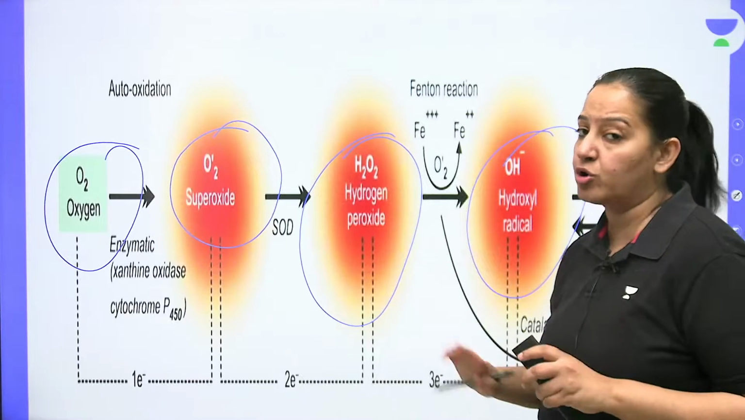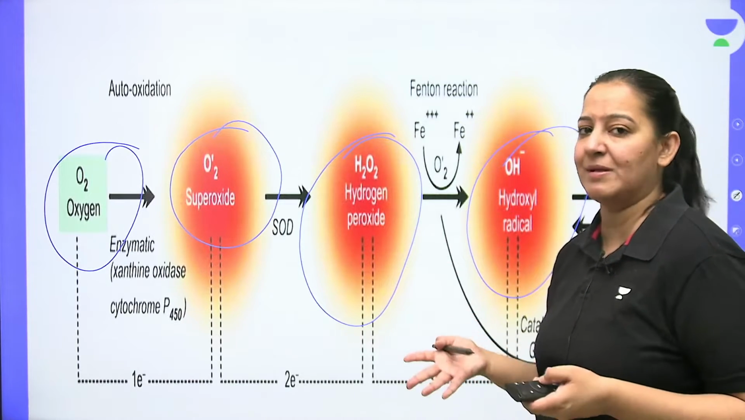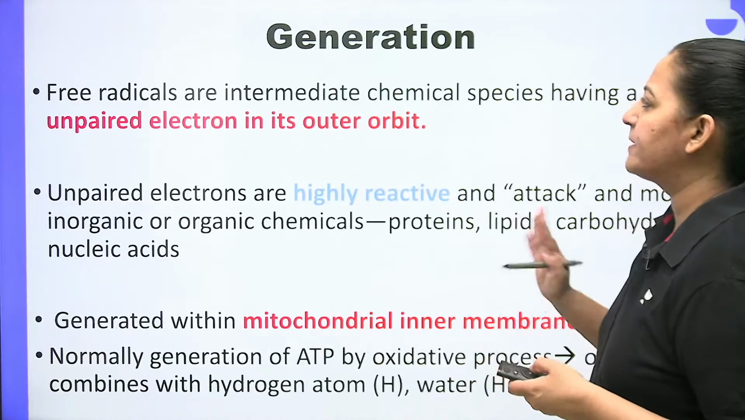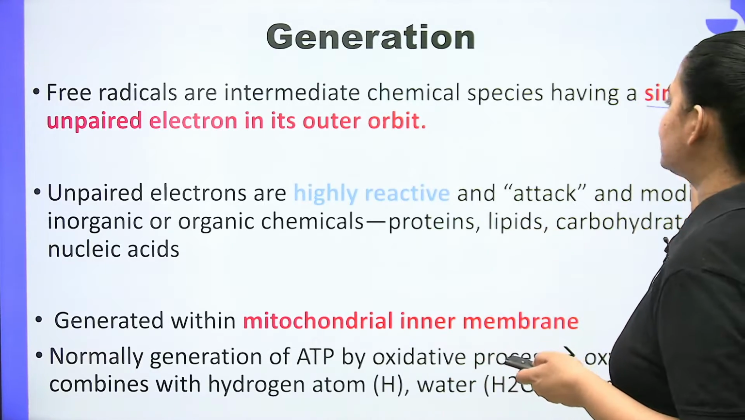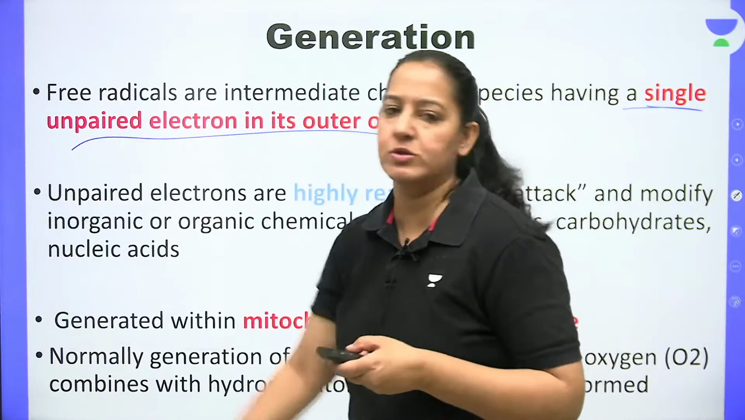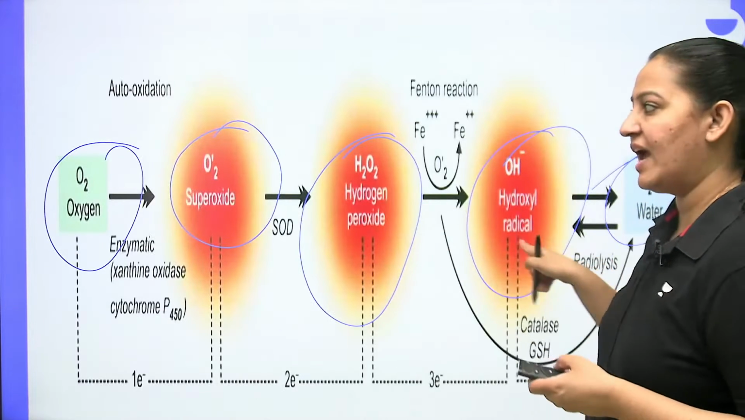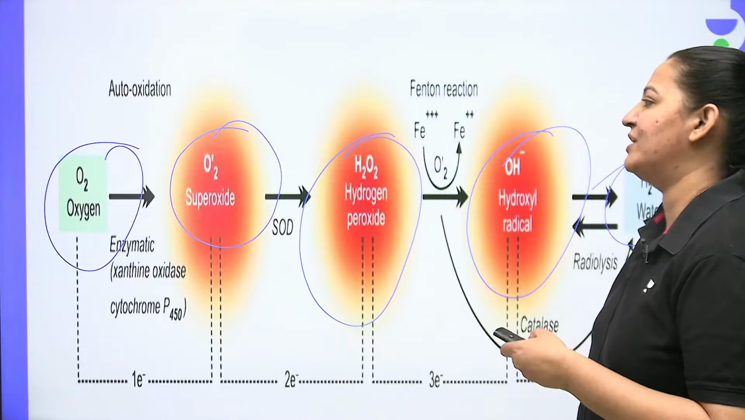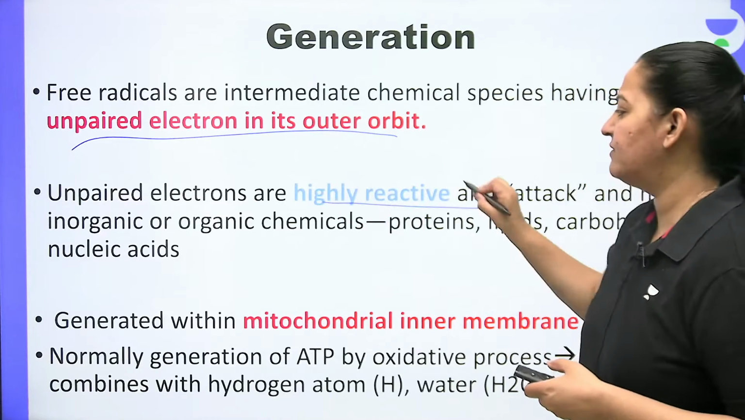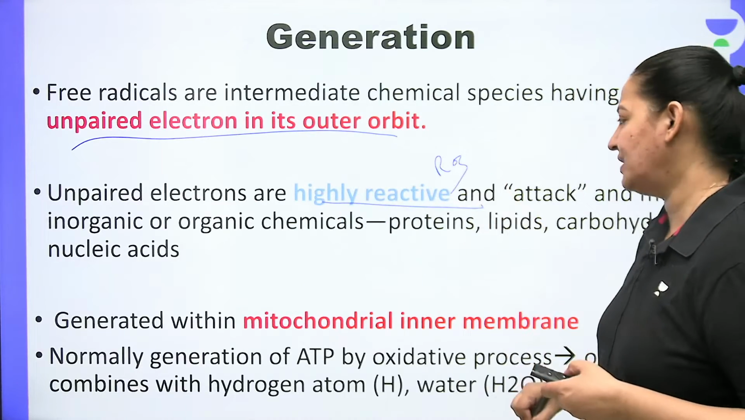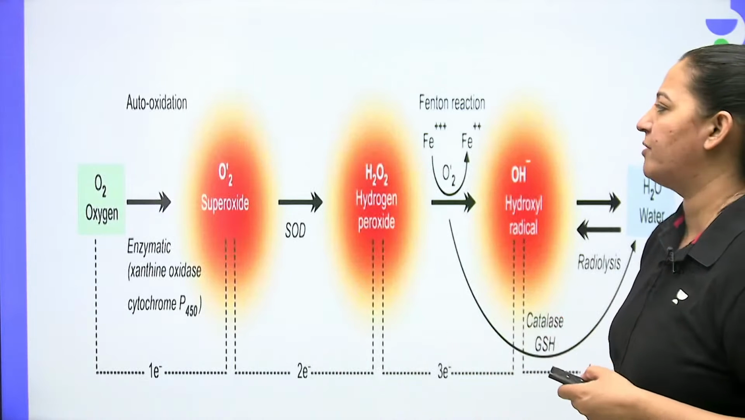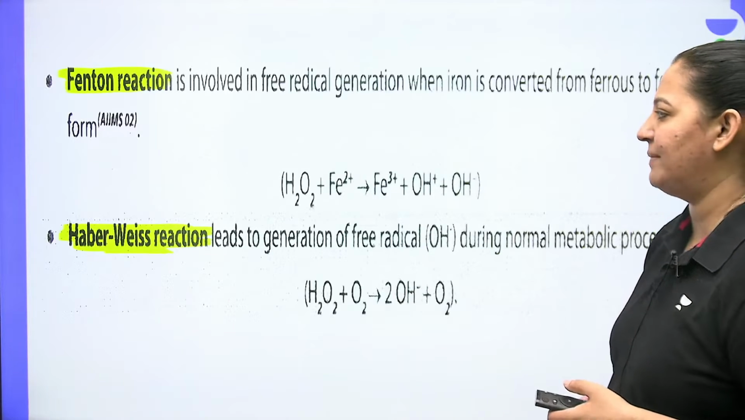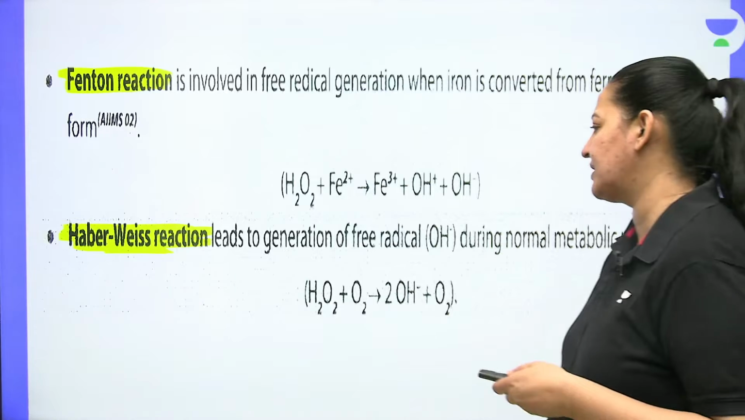So these three are not good. They cause multiple cell injury. What is their definition? They all three have a single unpaired electron in their outermost orbit. That's why they damage the cell. They are highly reactive. These are the reactive oxygen species, and they are formed in the inner mitochondrial membrane, and they damage the cell. Everyone give me a thumbs up.